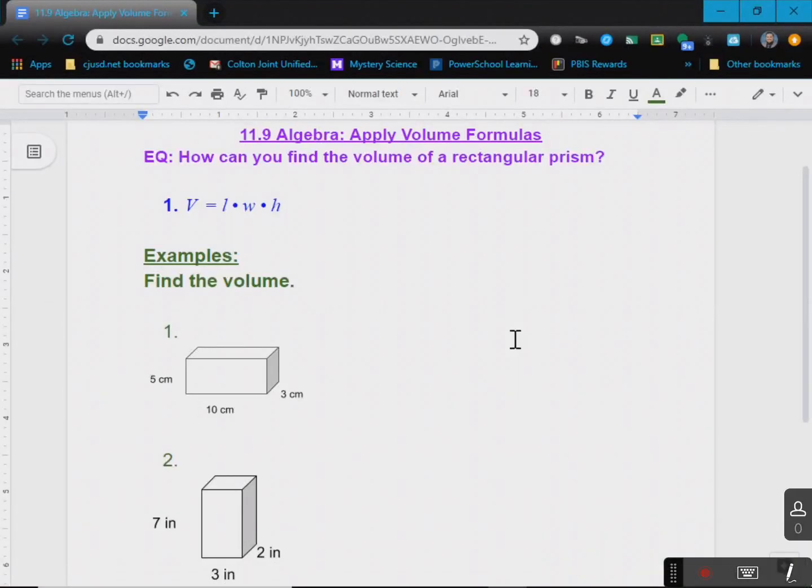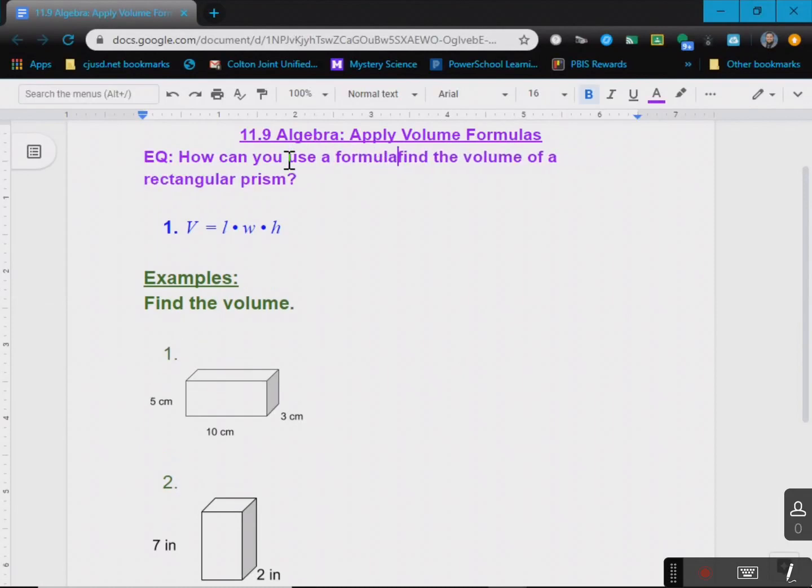The essential question is, how can you find the volume of the... Actually, I don't think that's the essential question. That was last lesson's essential question. It's going to be, how can you use a formula to find the volume of a rectangular prism?